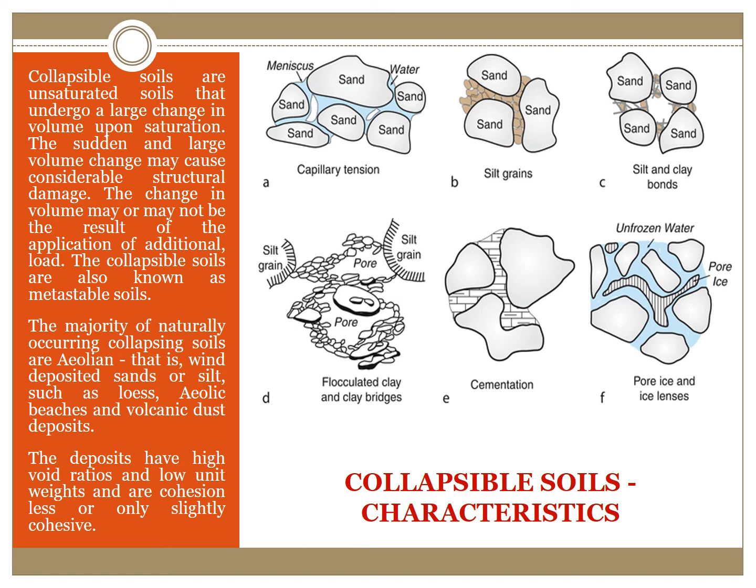Loess deposits are the main collapsible soils of wind deposit. Loess has silt-sized particles with clay coating around the particles to form a bond, and the bond may also be due to chemical precipitation and leaching by rain water. The deposit has a high void ratio and low unit weight and is cohesionless or only slightly cohesive. When the soil becomes saturated, the clay bond is weakened and the soil collapses. The collapsible soil may also be a residual soil formed by weathering of parent rock.